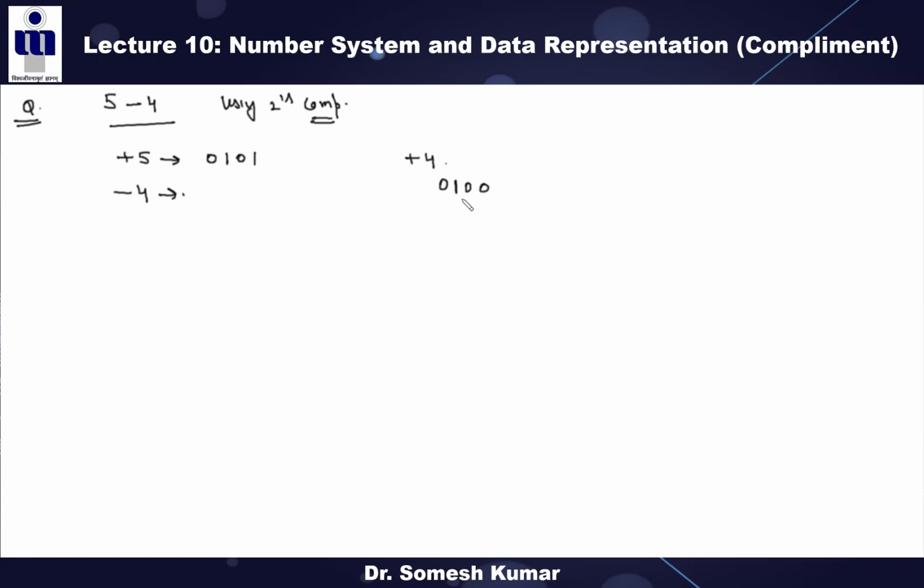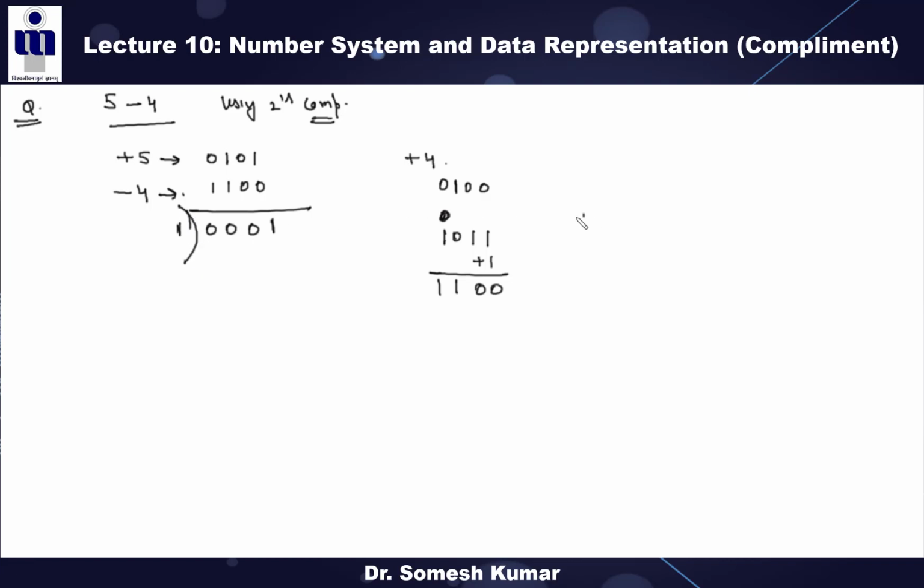This is plus 4. What is minus 4? First take the 1's complement and then add 1, right? So this is minus. Now add this: 1, 0, 1, 1, 1, 1, 0, then 1, 1, 0, and this 1 is your carry.